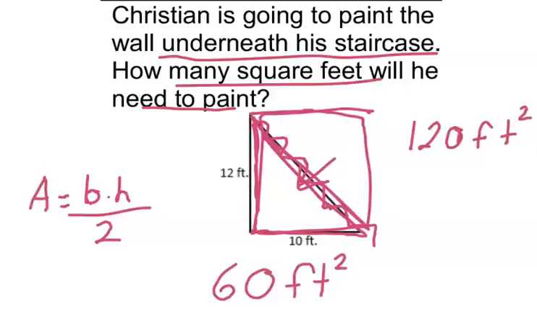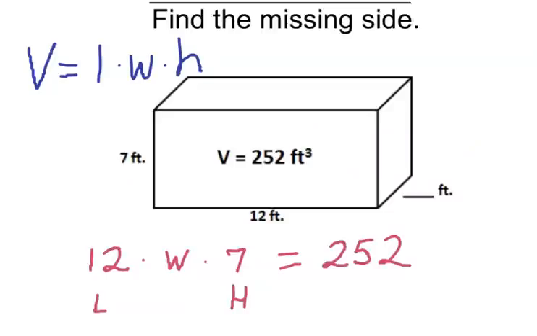Okay, so underneath the staircase, how many square feet will he need to paint? 60 square feet, because it is just the triangle. Okay, just the location under the steps, not the whole rectangle. Okay, there we go.